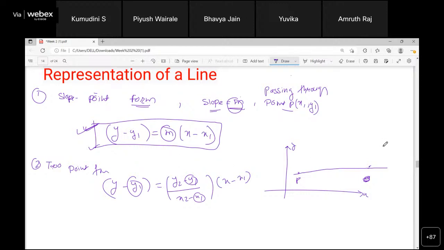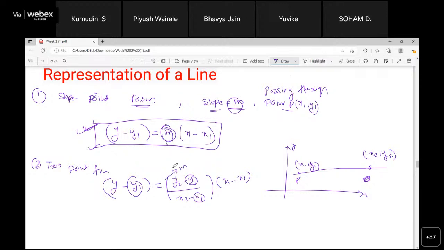Sir, can you show the 2 point form again? Yeah. So suppose we have these 2 points P and Q. This one is x1, y1, and this one is x2, y2, right? Now, if I want to find out the equation of a line passing through these 2 points, I can simply use y minus y1 equals y2 minus y1 upon x2 minus x1. This is basically the slope m, right?